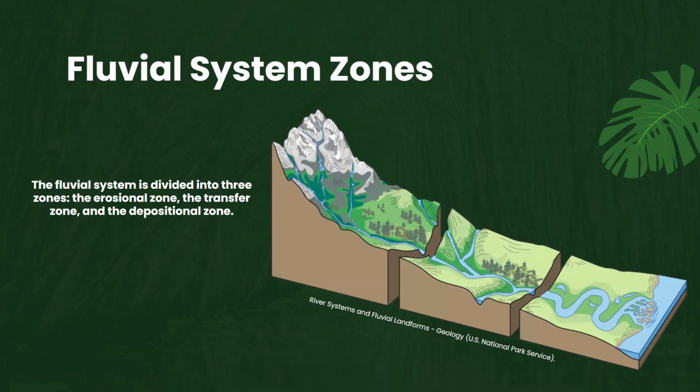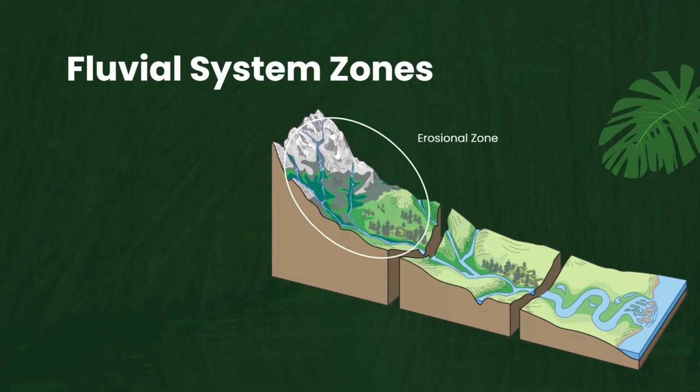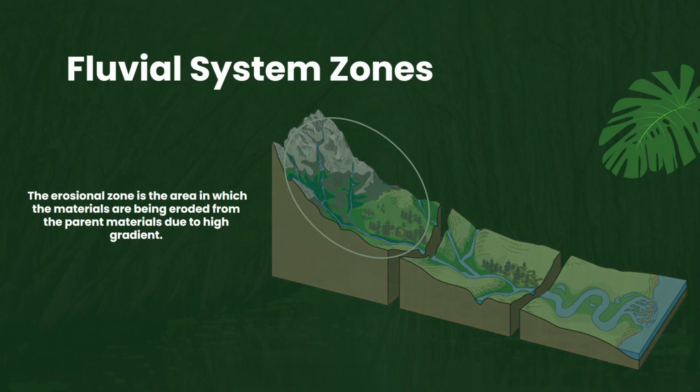Within this system, we recognize three zones based on energy and sediment movement. The first one is the erosional zone. Here, steep gradients cause rivers and streams to erode and carry sediments from their source rock. It is any area where the flowing water energy is strong enough to detach and transport sediment, soil, or rocks from the riverbed and banks.